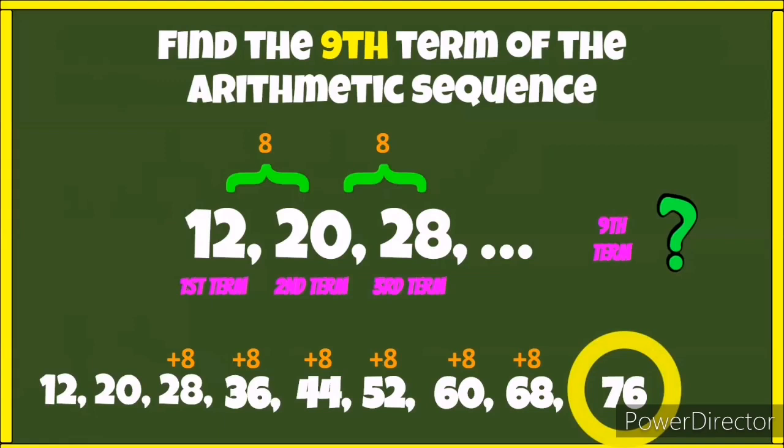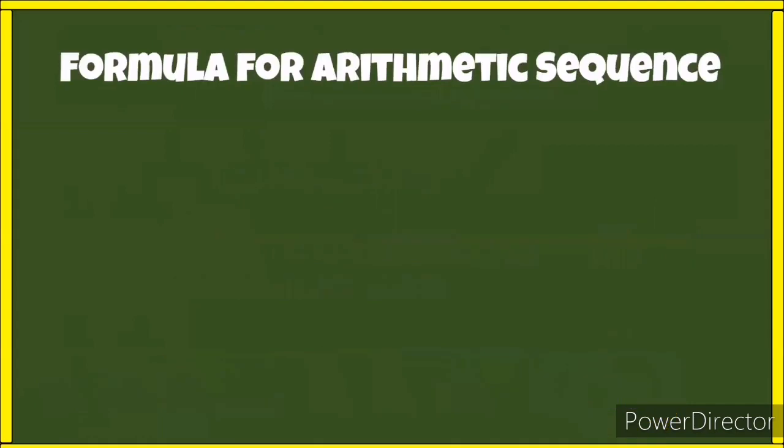As you see, the concept may be too simple because all we have to do is add the common difference to get our desired term. But what if we will be asked to find the 50th term, the 100th term? Will you still find it easy or simple? It will be too dragging and too long for us to get to that term, to the 50th or the 100th term. Now, let me introduce to you the formula for the arithmetic sequence.